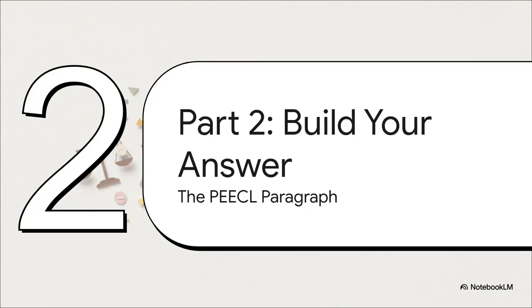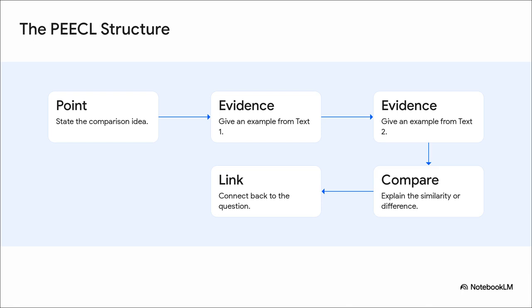Okay, so you've used TAPS, you've broken down both texts, you've got your notes, you've got your ideas. So now what? How do you turn all that great analysis into a perfectly structured A+ paragraph? Well, that's where our next tool comes in, the PECL method. Think of PECL as your blueprint. It's a simple 5-step recipe that just works every time.